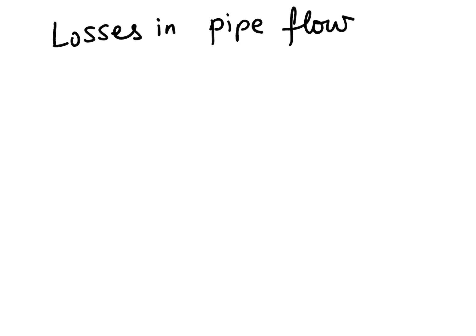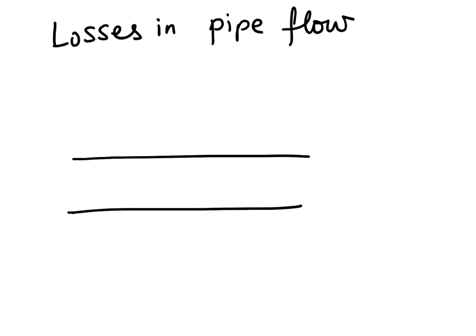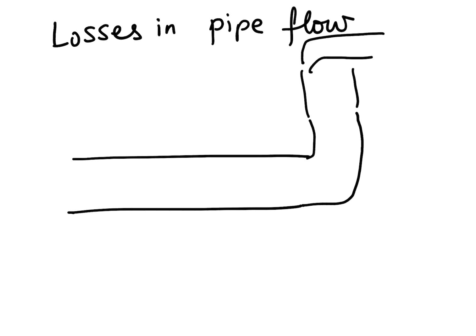So the next topic we are going to see is that of losses in pipe flow. If you think of a piping system, you have a pipe and then you have, let's say, an elbow that turns the pipe by 90 degrees, and then you have further piping section, another elbow, or a valve or a split or a Y section, and so on.